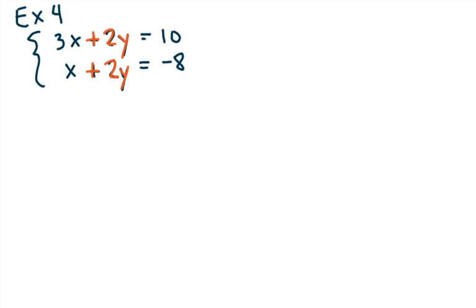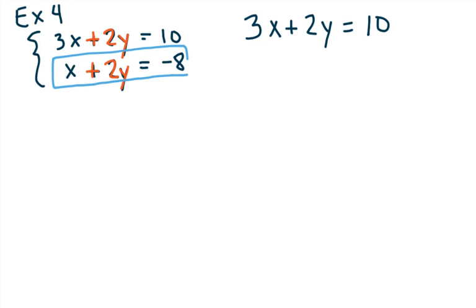So I'm going to copy the top one down. 3x plus 2y equals 10. Then I'm going to subtract the entire bottom line. So when I subtract the bottom line, I'm going to end up with negative x. If I'm subtracting x, it's a negative x. I'm going to subtract a 2y. And then I'm going to subtract a negative 8, and when I do that, I should realize that it becomes adding 8.